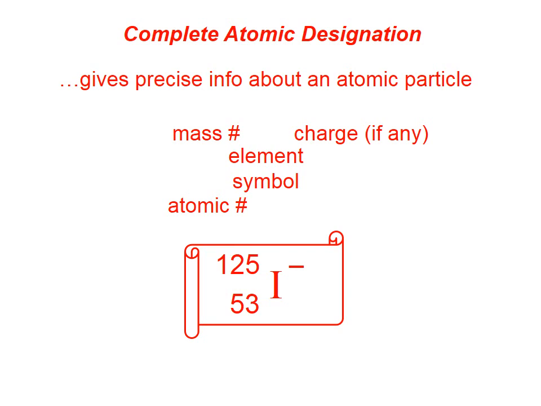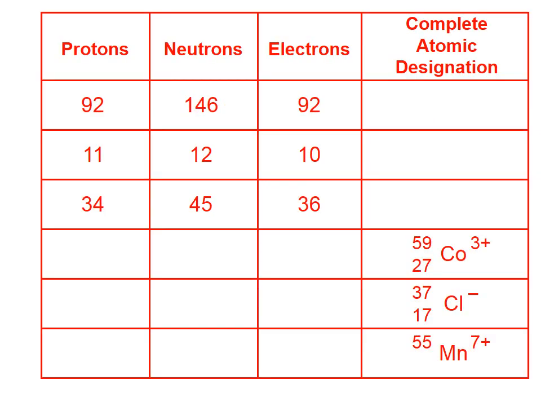Often, if the charge is -1, we just write negative. We don't write 1 negative or -1. We leave the 1 off. Or if it were a +1, often we just write a plus sign. We don't write the 1. Let's do a couple of examples here.